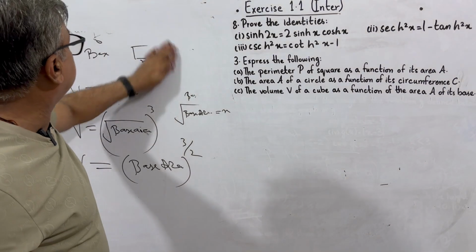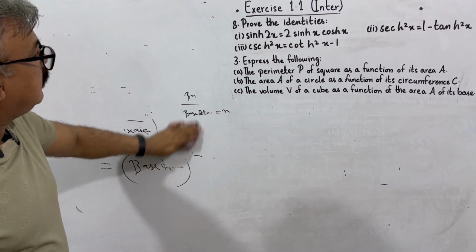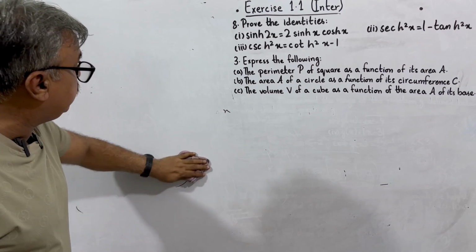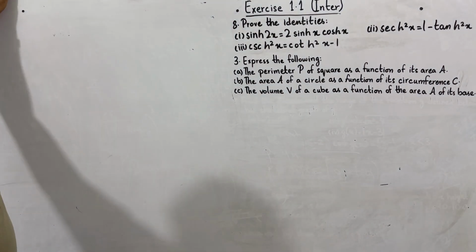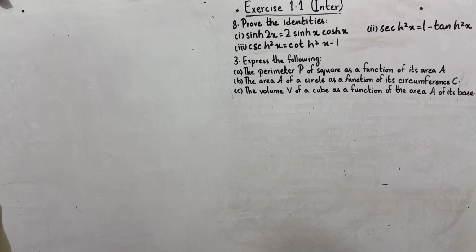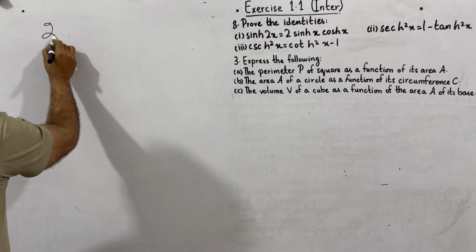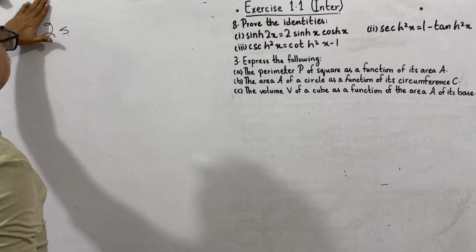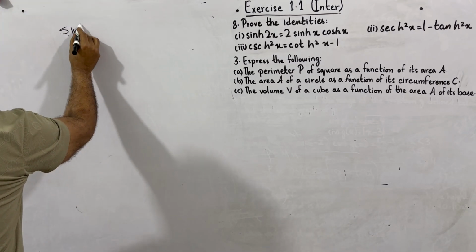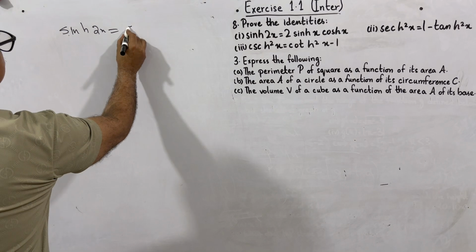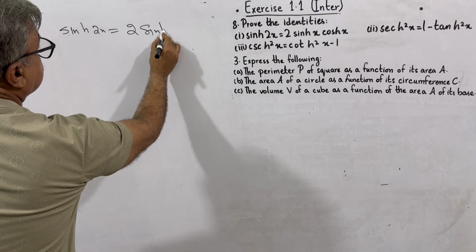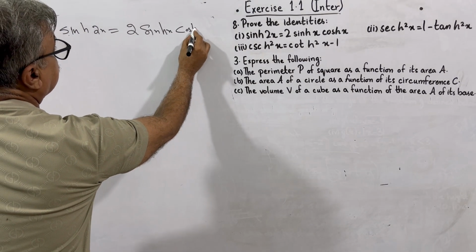Moving towards the final hyperbolic identities. They are very tiny to prove, so let me get through this as well. Prove the trigonometric identities. Number 1: sinh 2x is equal to 2 sinh x cosh x.